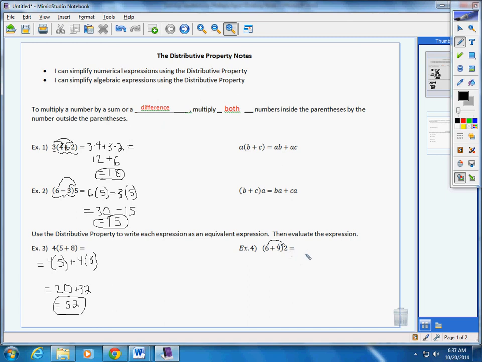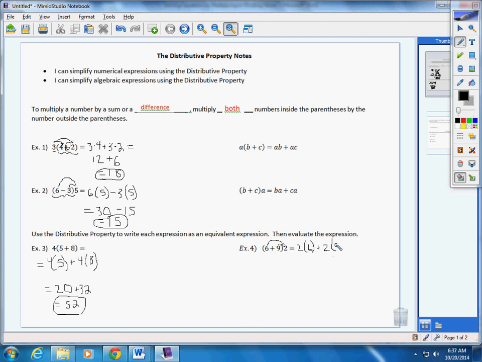How do you know when to use the distributive property? Well, back up to our definition. When you're multiplying a number, like 2, by a sum or a difference. So anytime you have a number times a set of parentheses, you're going to distribute, okay? As long as there's addition or subtraction in the parentheses. So this is going to be 2 times 6 plus 2 times 9.